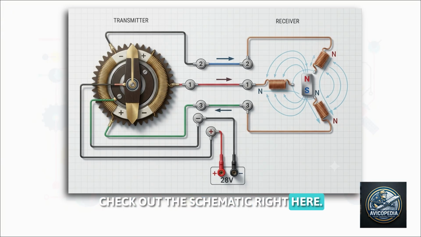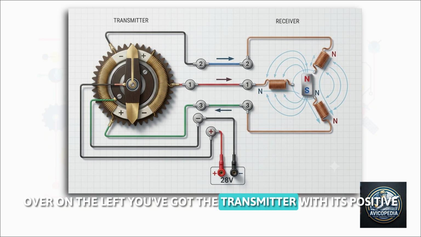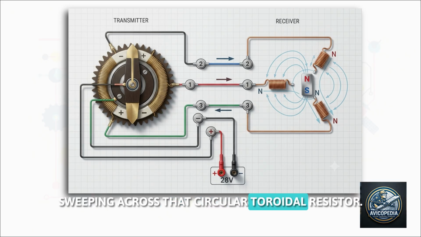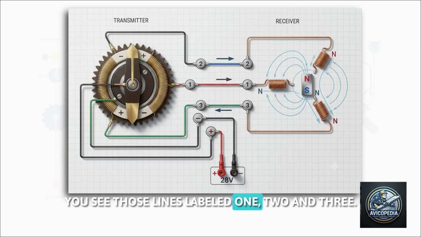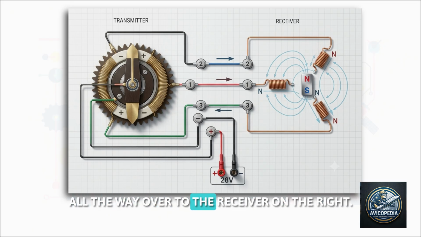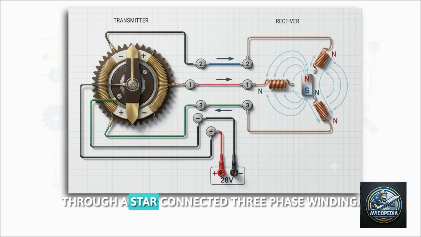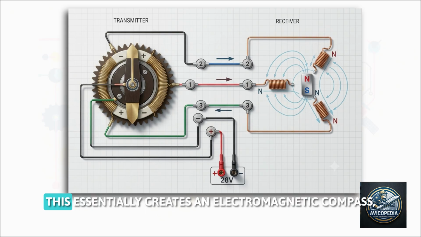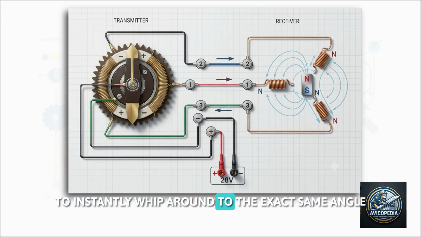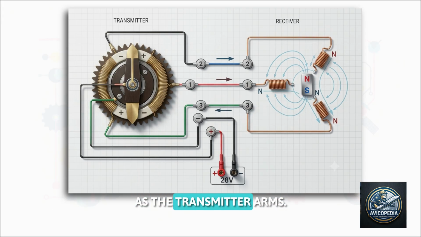All right, let's visualize this invisible string. Check out the schematic right here. Over on the left, you've got the transmitter with its positive and negative wiper arms sweeping across that circular toroidal resistor. You see those lines labeled 1, 2, and 3? Those are your tapping points, carrying the current all the way over to the receiver on the right. Once inside the receiver, those currents flow through a star-connected 3-phase winding. This essentially creates an electromagnetic compass, forcing that little north-south permanent magnet in the center to instantly whip around to the exact same angle as the transmitter arms.